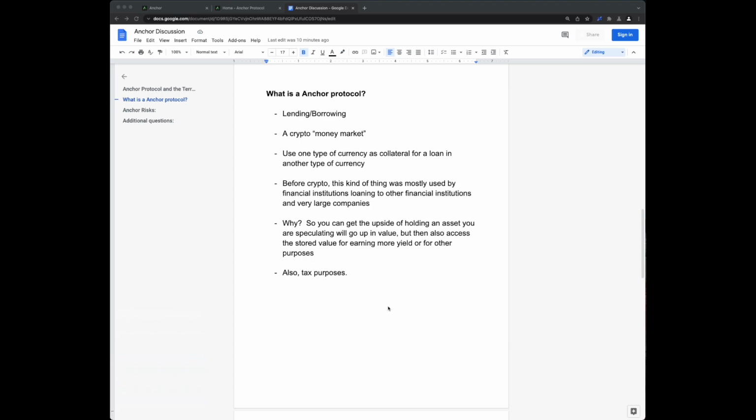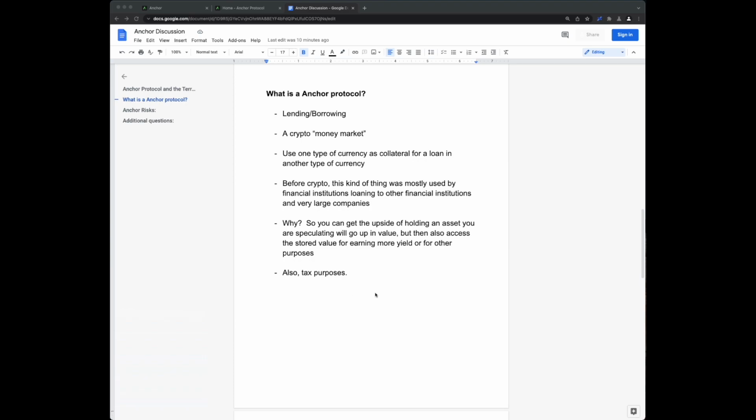So a lot of people might be bullish on Luna, want to hold Luna long term, but then want to be able to actually take some of that quote unquote earnings, the increase in price, and use it to buy a car or whatever, do something else with. And so you can take a loan against your Luna and it doesn't create a taxable event.